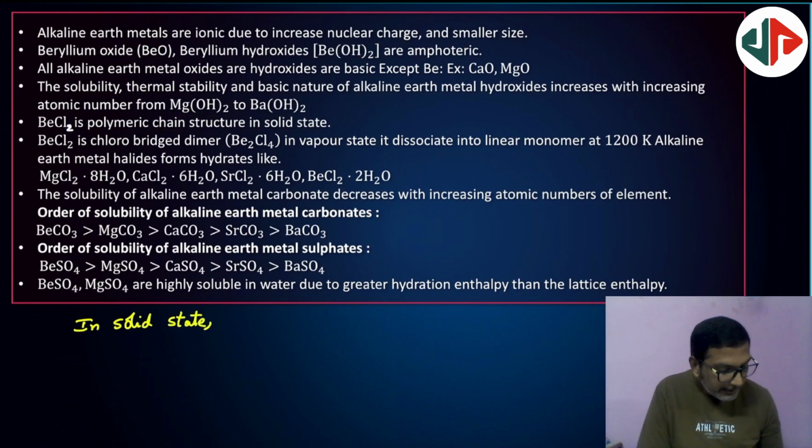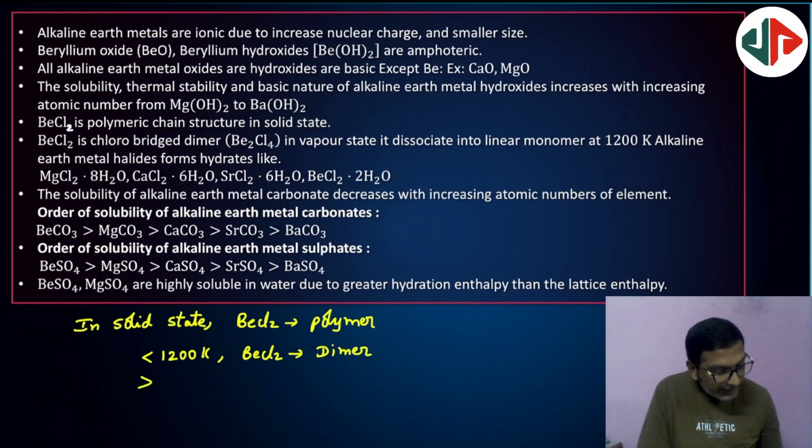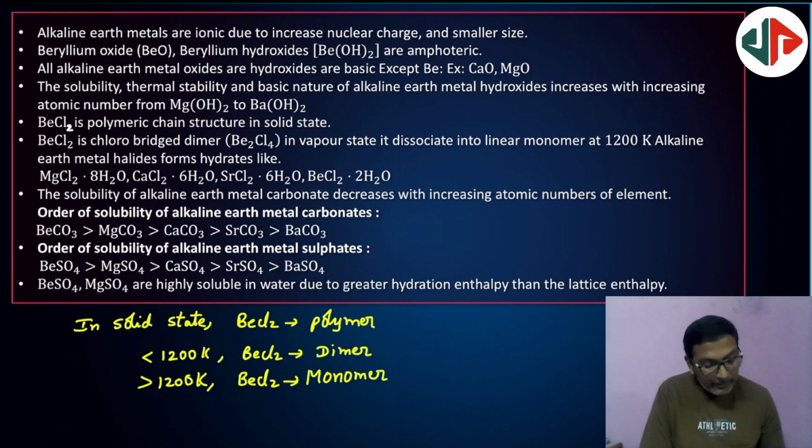In solid state, BaCl2 is a polymer. Next, below 1200 kelvins, BaCl2 is a dimer, and above 1200 kelvins, BaCl2 is a monomer. Remember this point. Structure of BaCl2.